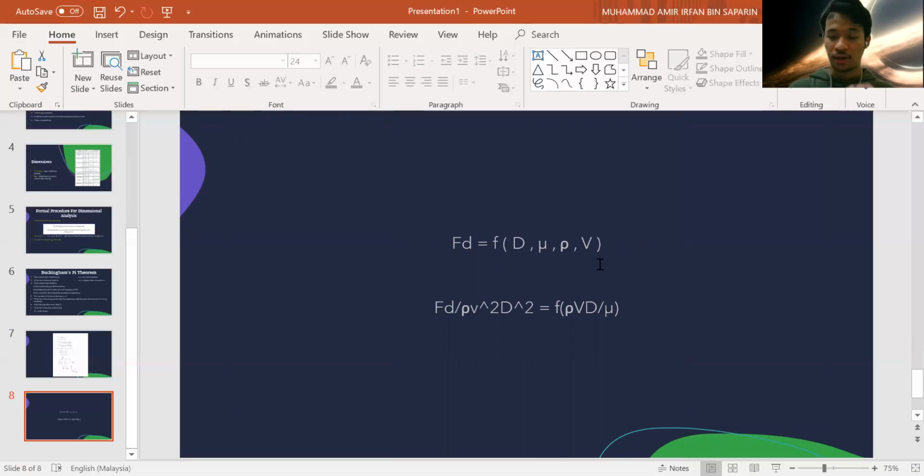Drag force was a function of 4 different variables. So when we use dimensional analysis, we end up getting a drag coefficient with only one variable, which will be a lot easier for us to get the data and to plot the graph.